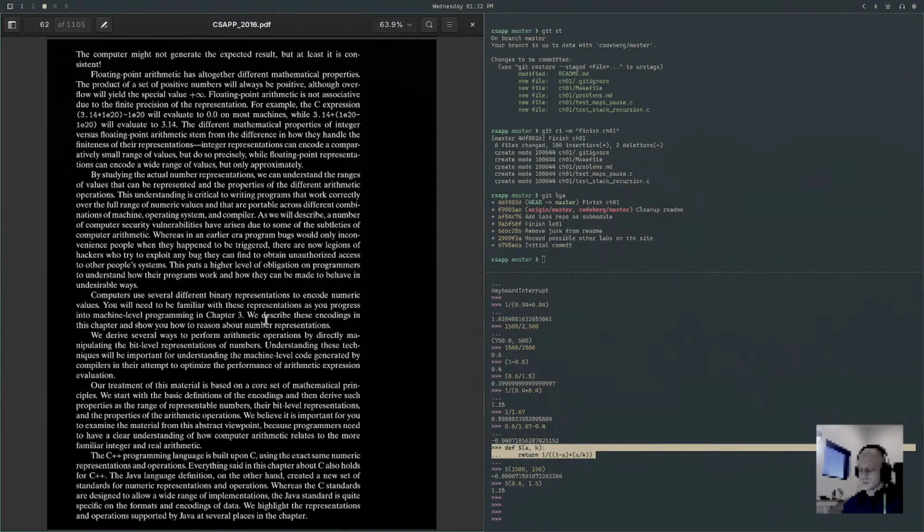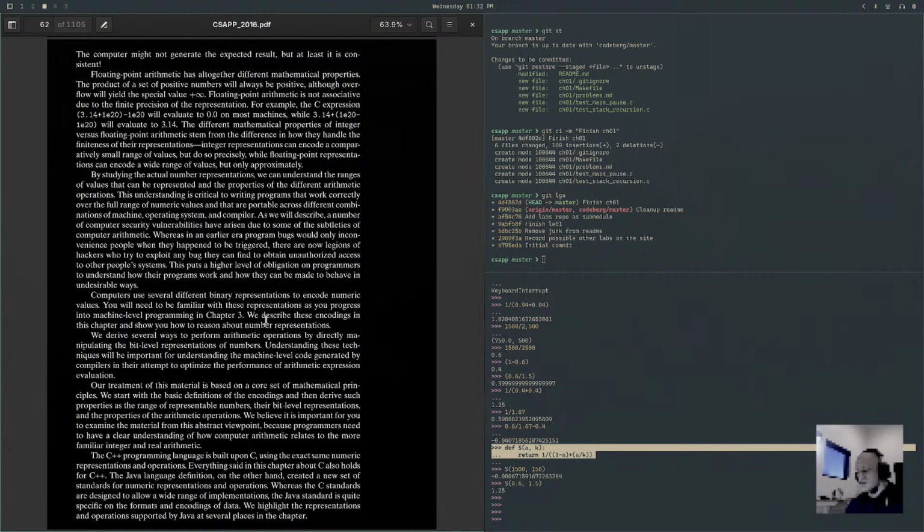We derive several ways to perform arithmetic operations by directly manipulating the bit-level representation of numbers. Understanding these techniques will be important for understanding the machine-level code generated by compilers in their attempt to optimize the performance of arithmetic expression evaluation.